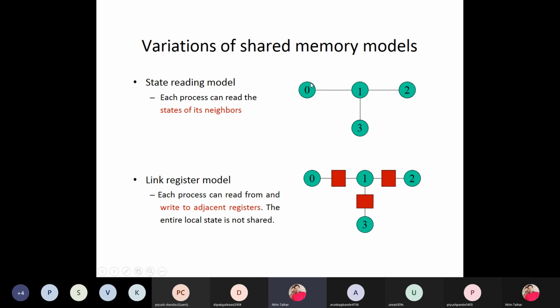So you can see the difference between these two models. Here each process can read the state of its neighbor, and here each process can read from and write to an adjacent register. The entire local state is not shared. Okay, so here what happened?